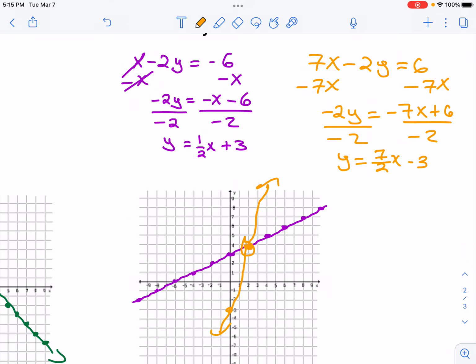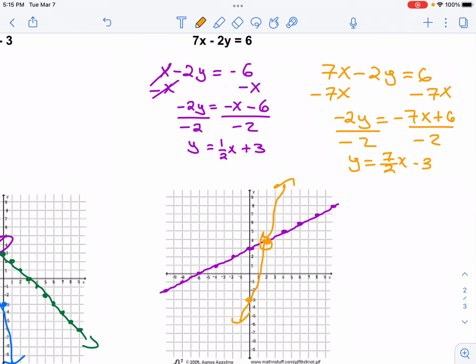Boom. Are we done now that we've identified the answer? No, we've got to say what x is and say what y is. So x equals 2, right? Because we go over 2. And then what does y equal? Y is going to equal 4. Boom. Answers. All right, team.